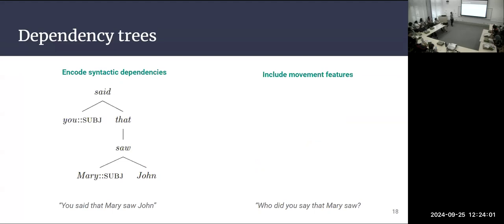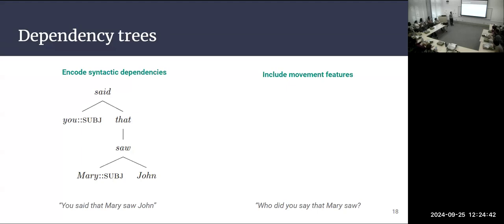Okay, so the next thing that we have to do is have a way to actually represent our sentences. So we're going to be using this thing called dependency trees. Basically, what this is doing is encoding the meaning relationships between words, right? In this case, a verb like said introduces two different arguments into the discussion. You need someone to have done the saying, and you need something that they said. So in this case, you is the subject here, introduced by said, and the thing that was said is this whole clause.